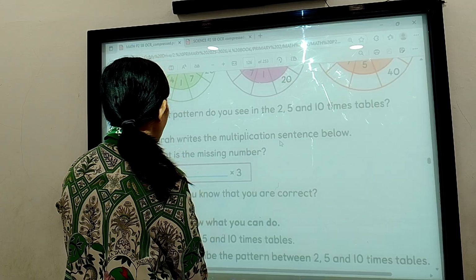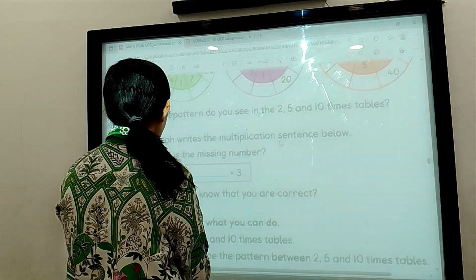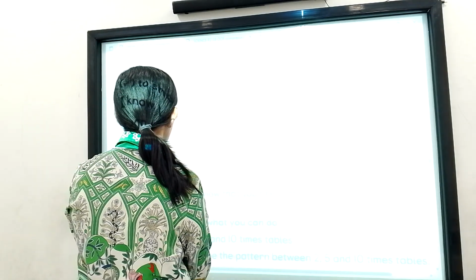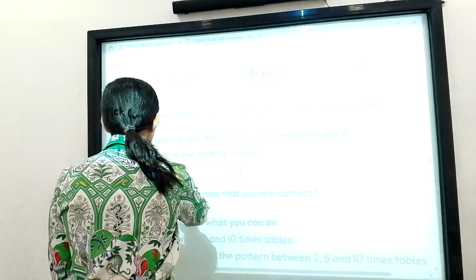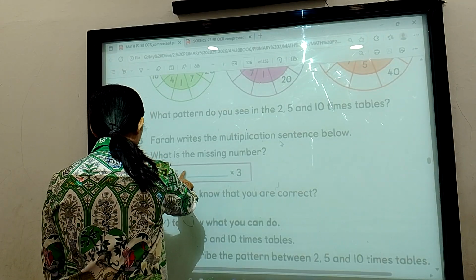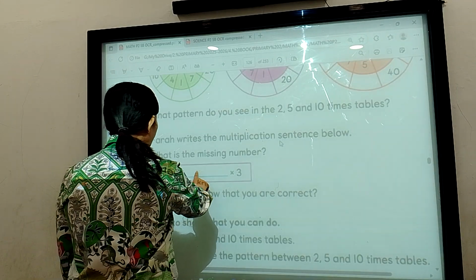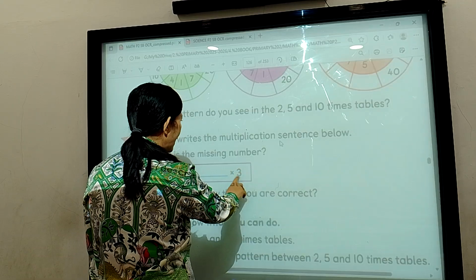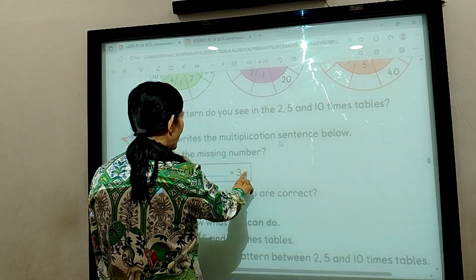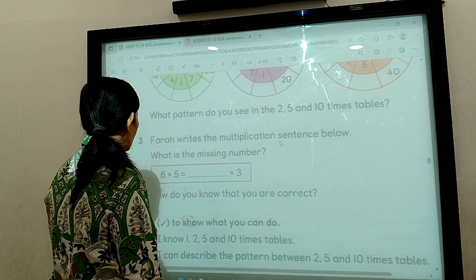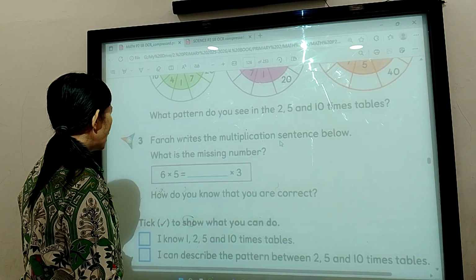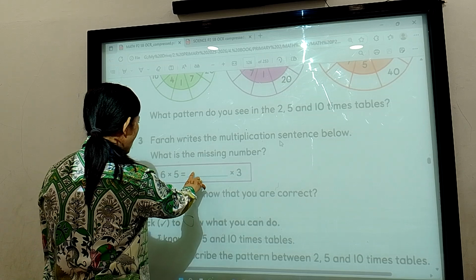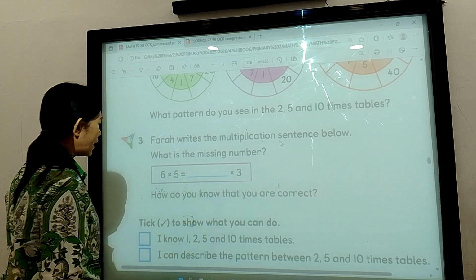Farah writes the multiplication sentence below. What is the missing number? 6 times 5 is 30. So 30, and it can be 10 times 3. 10 times 3 is 30. So the answer is 30. 6 times 5 is 30.